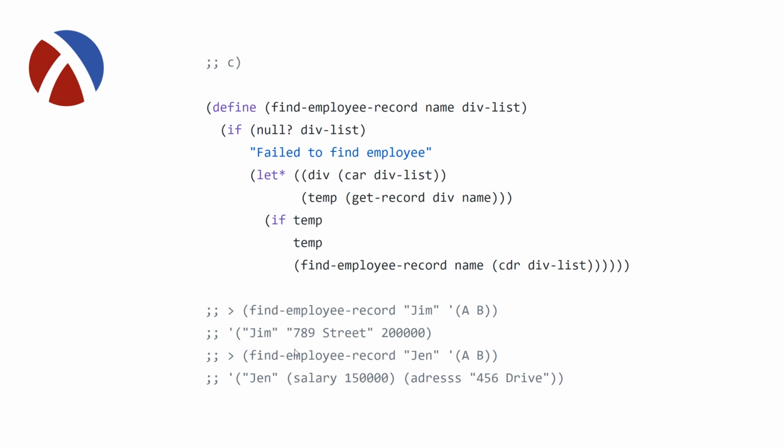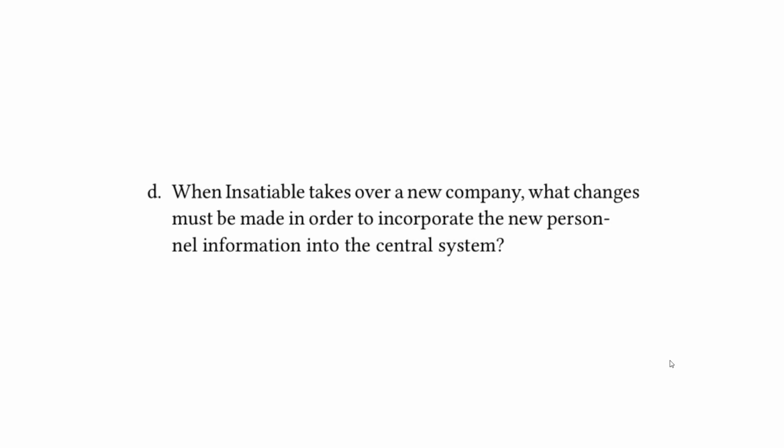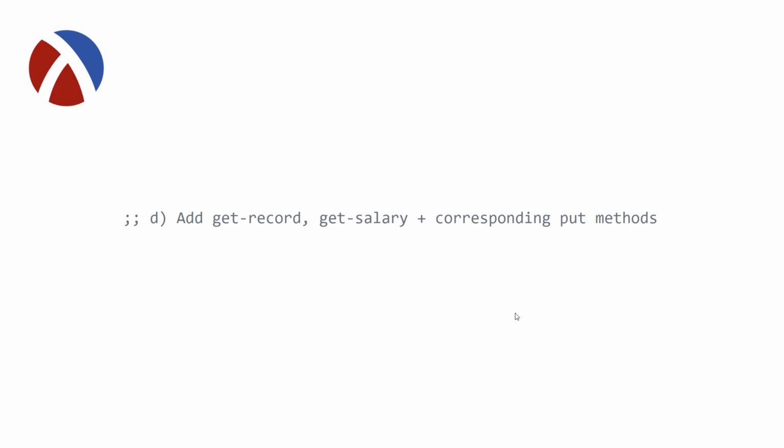And note that Jim is from division B and Jen is from division A, but it was successfully able to find both of the records. So pretty neat. And last but not least, when Insatiable takes over a new company, what changes must be made in order to incorporate the new personal information into the central system? It's pretty straightforward. Just add get record and get salary plus the corresponding put methods to add them to the hash table, and you're good to go.